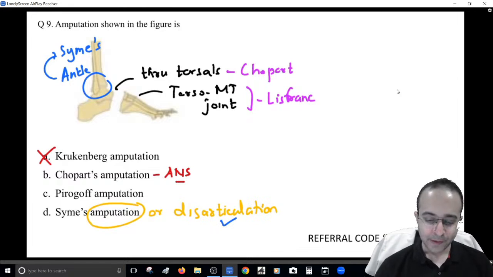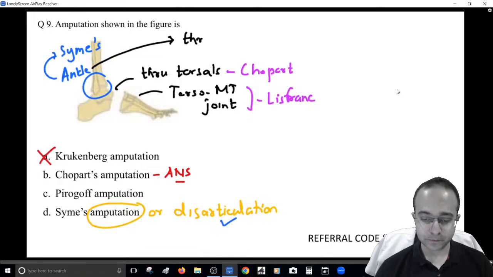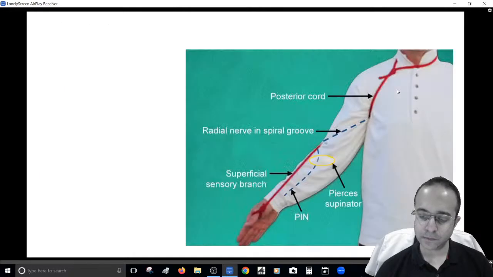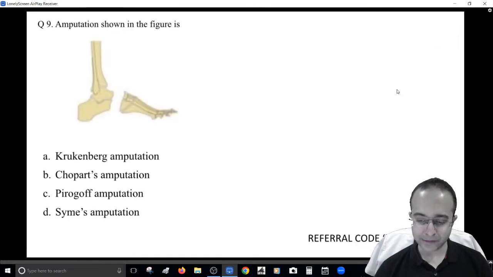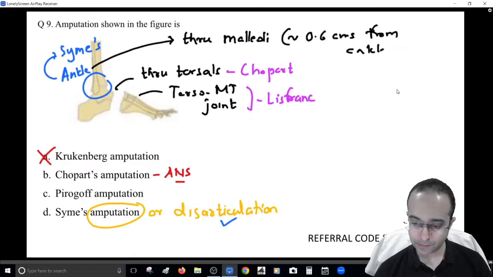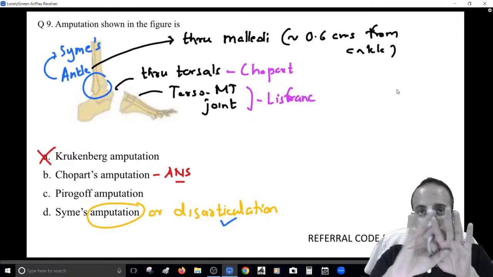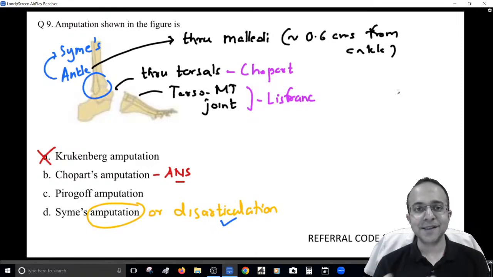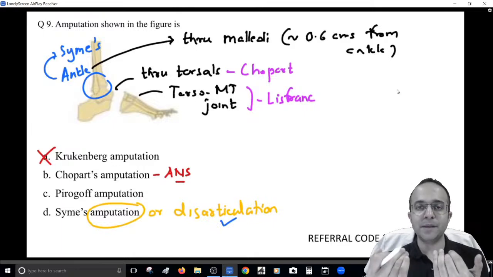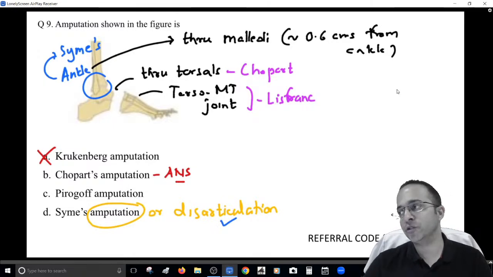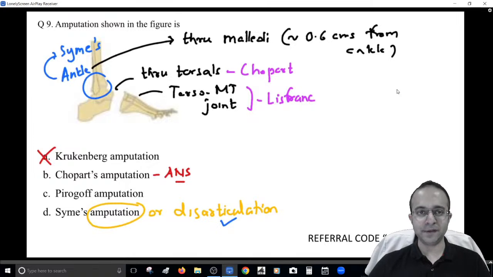Please, your mistake. You're not exactly going through the ankle. You are cutting through the malleoli. This is around 0.6 centimeters above the ankle. So it's not exactly cutting through the ankle. You're going a little above the ankle, and you're actually cutting through the malleoli. Because malleoli would project below the ankle. So you're a little above the malleoli, so you have cut the malleoli. So you have cut bone. So that's why it's strictly not a disarticulation, and that's why I've used the word amputation for Syme's.